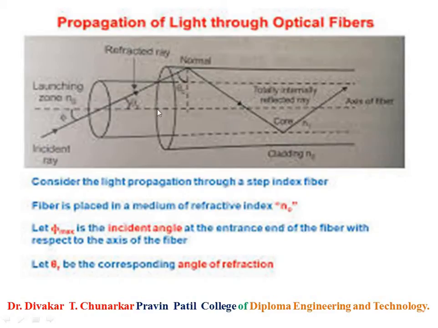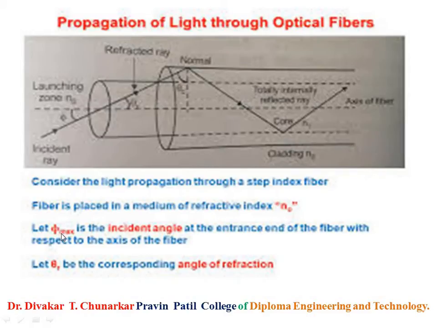So as shown in the diagram, in a thin fiber optic cable, a beam of light is focused on the end of the cable. Consider the light propagation through a step index fiber. Here the fiber is placed in a medium of refractive index.